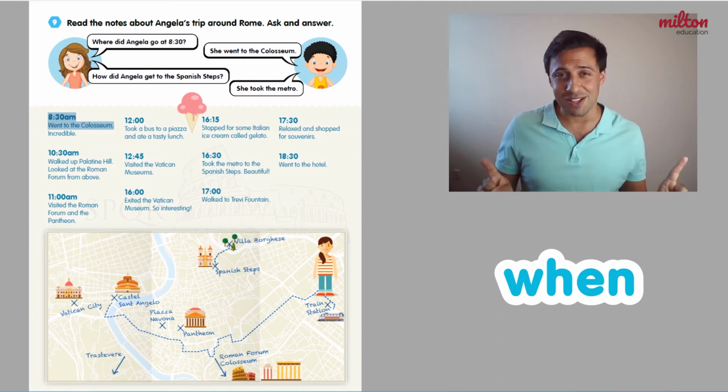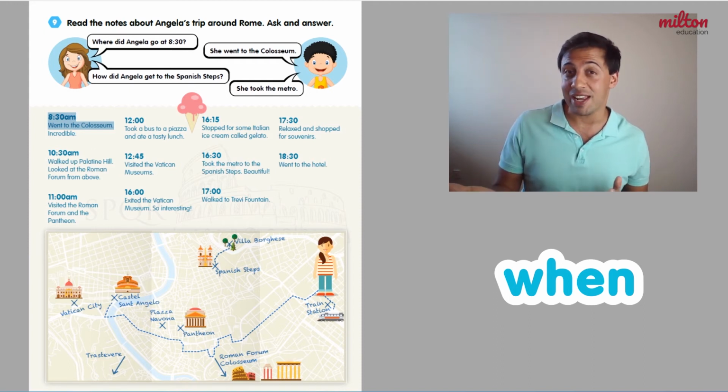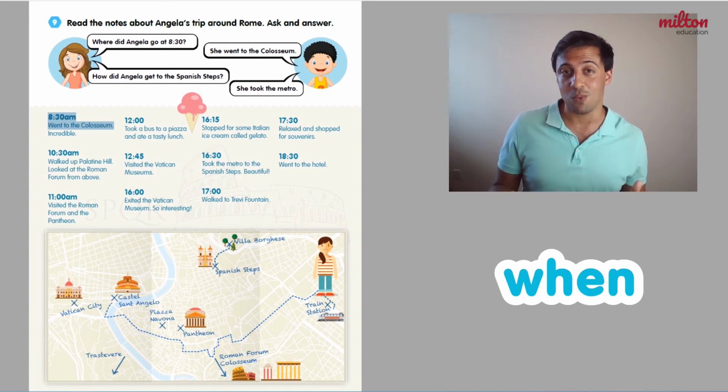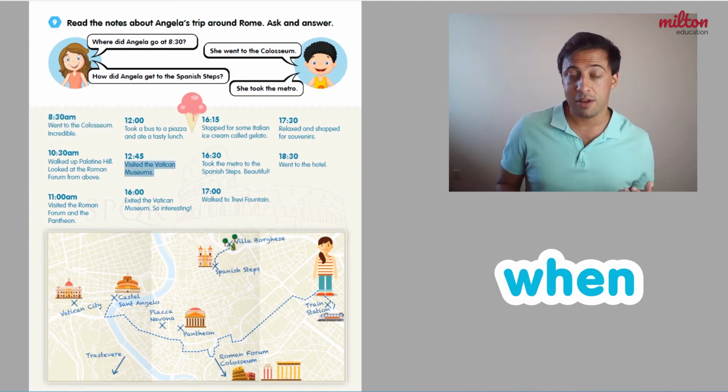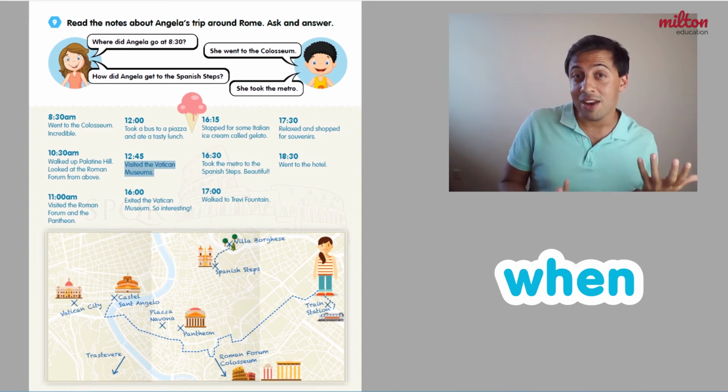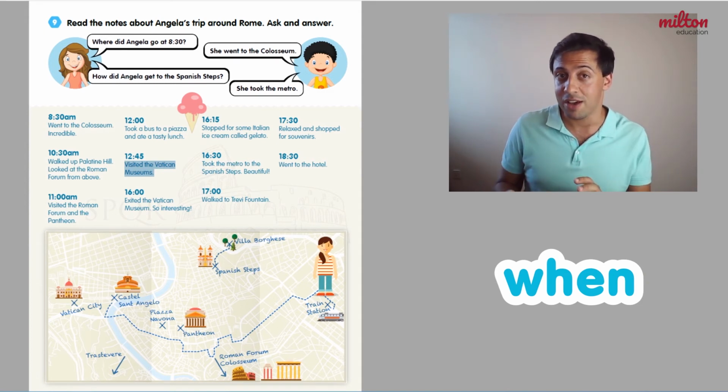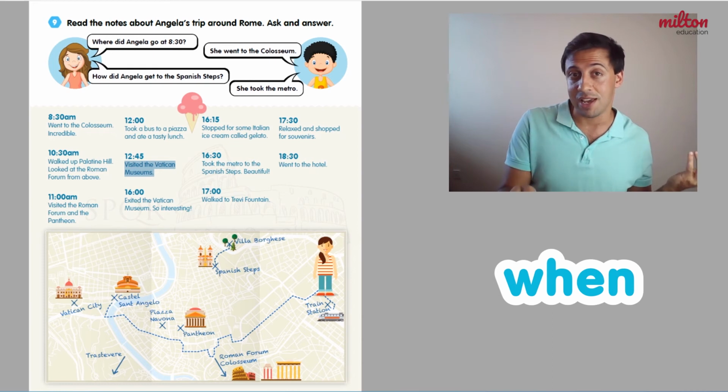But I don't need to ask her this as she already tells us in her notes that she went at 8:30 in the morning. We also use the word when to ask about circumstances. For example, when you went to the Vatican Museum, what did you see?